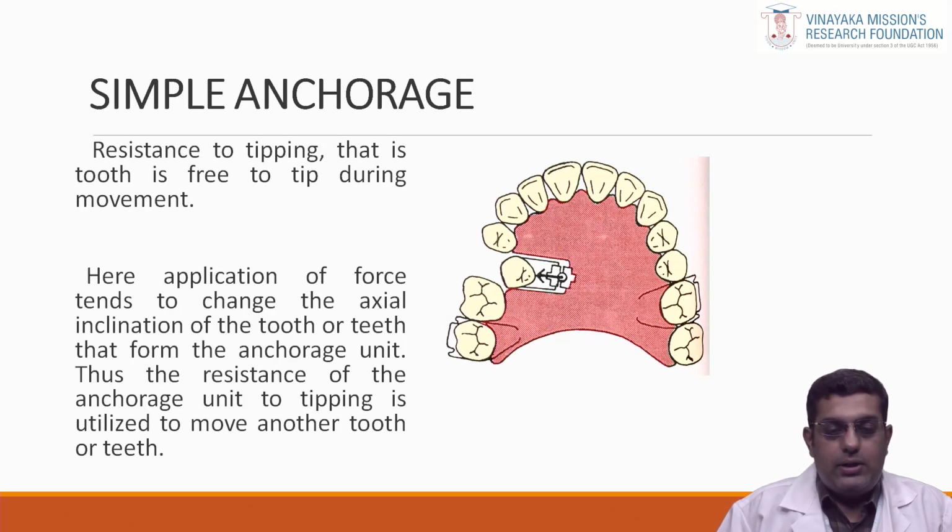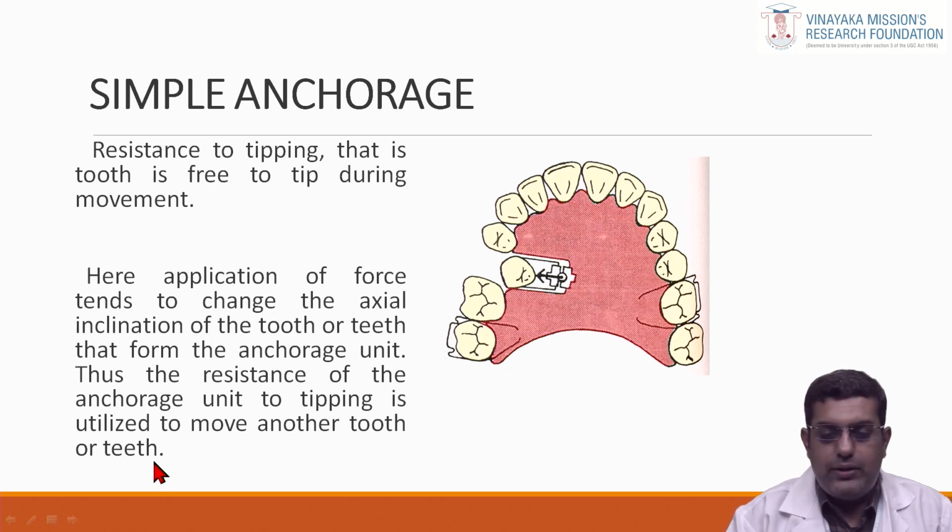So coming to the first one, the simple anchorage. What is a simple anchorage? As you can see in the picture here, a second premolar needs to be moved outside. Basically, we need a tipping type of tooth movement to push this premolar buccally. This is resistance to tipping, that is, the tooth is free to tip during tooth movement. Here, the application of the force tends to change the axial inclination of the tooth or the teeth that form the anchor unit. Thus, the resistance of the anchorage unit to tipping is utilized to move another tooth or teeth.